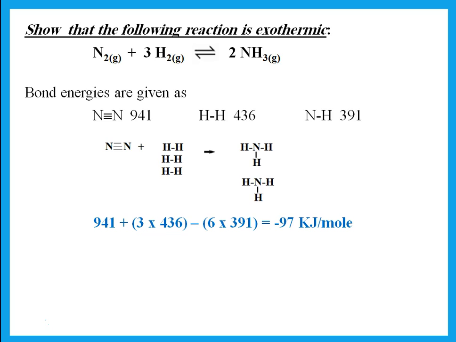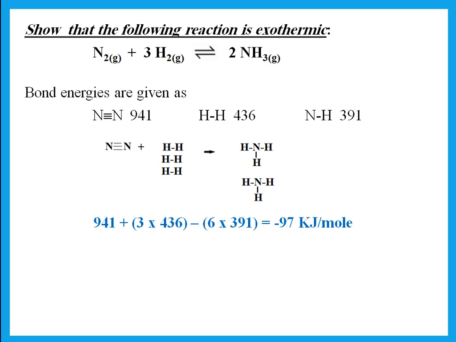So, I have one triple bond between two nitrogens, and that is 941. We don't multiply the 941 by 3. He is telling me to break those triple bonds between the nitrogens, I need 941. I have only one of them. Plus, the HH bond is 436, but I have 3 hydrogens, so I have 3 HH bonds.